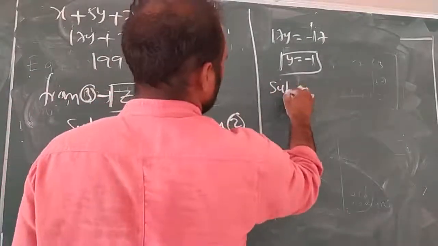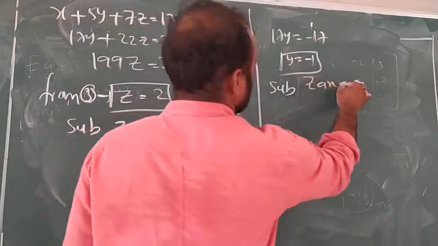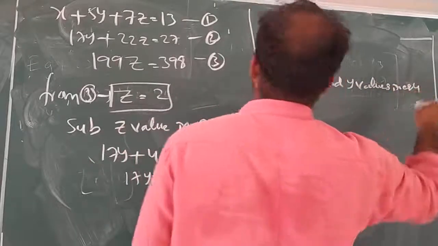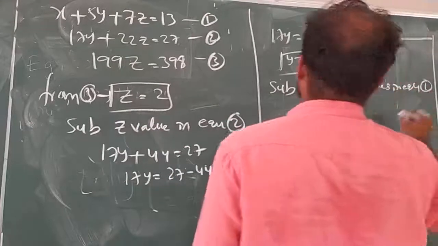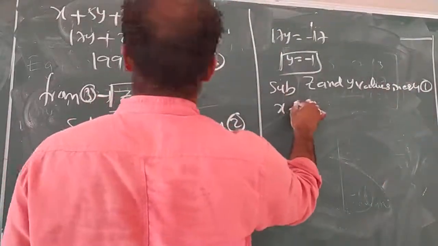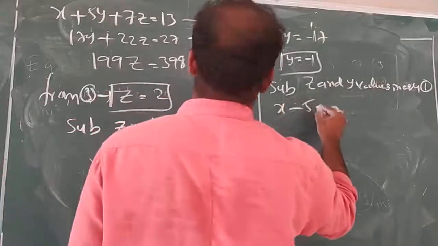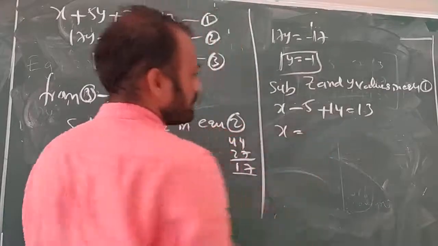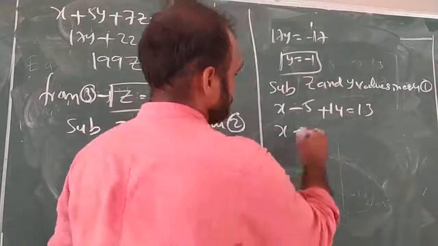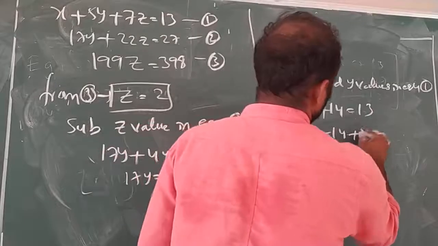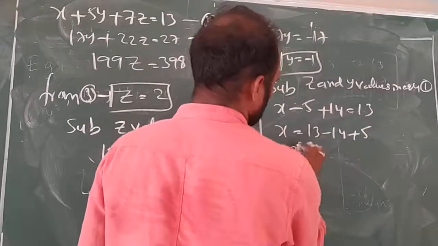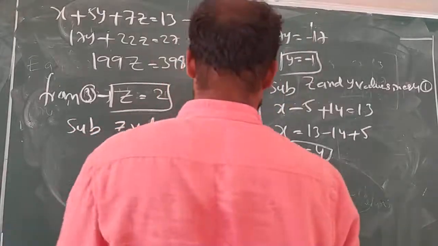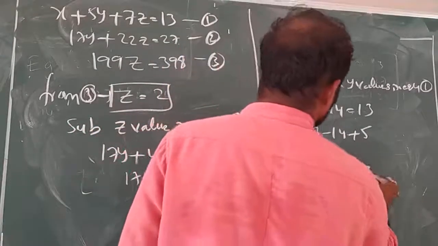Next, substitute the z and y values in equation 1. So what will it become here? x minus 5 plus 14 is equal to 13. So x is equal to 13 minus 14 plus 5. So minus 1 plus 5 is 4. x is 4. So the values are x is equal to 4, y is equal to minus 1, z is equal to 2.